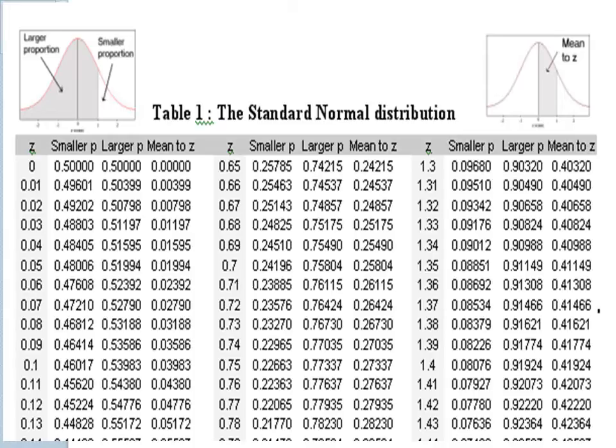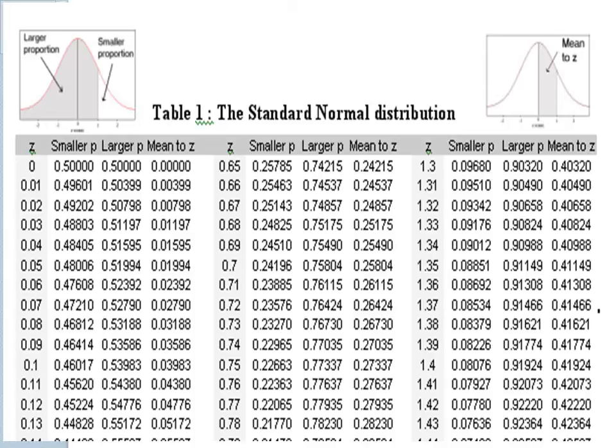Now, if the question was, what proportion of scores fall above 0.7, then you would look at the smaller portion, because look at the drawing, the smaller portion is lying above 0.7. But if the question was what proportion of scores fall below 0.7, then you'd be looking at the larger portion. If the question was what proportion of scores fall between the average and 0.7, then you would be looking at the mean to z column.